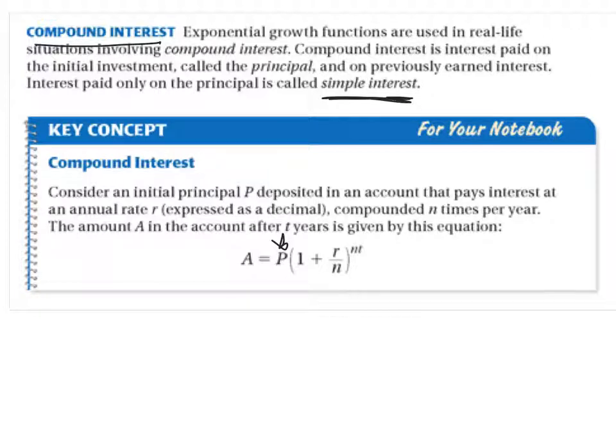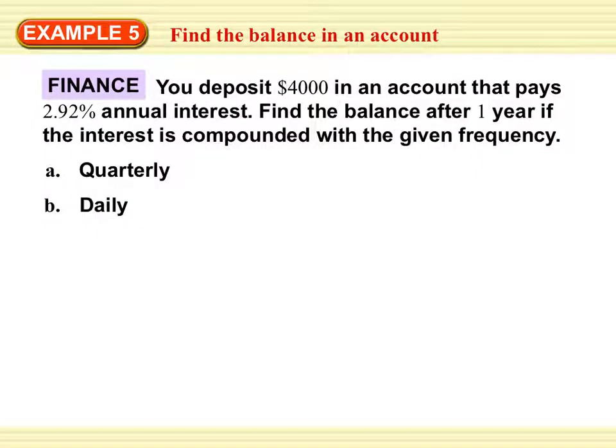All right, so for compound interest, consider the initial principal P, that's our variable, deposited in an account that pays interest at an annual rate R, represented as a decimal, not a percentage, compounded n times per year. The amount A in the account after t years is given by this equation. So this is the equation that we use in many different ways, okay? Okay, so let's try an example.